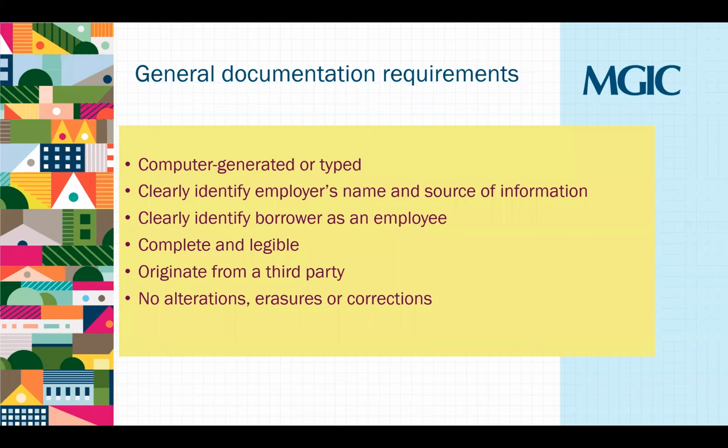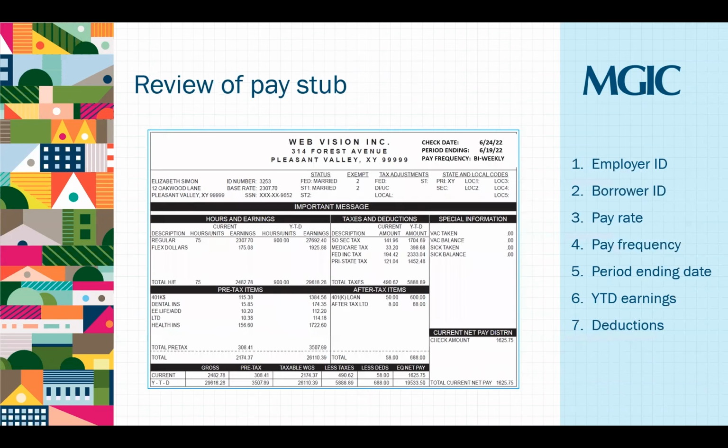Let's take a look at a pay stub and discuss what are the minimum requirements and what we should be looking for upon review. The employer must be identified and should match the loan application. The borrower should be ID'd either by name or Social Security number. The pay rate should be included, identifying the borrower's wage or salary. Pay frequency should be determined by the number of hours or period ending date.